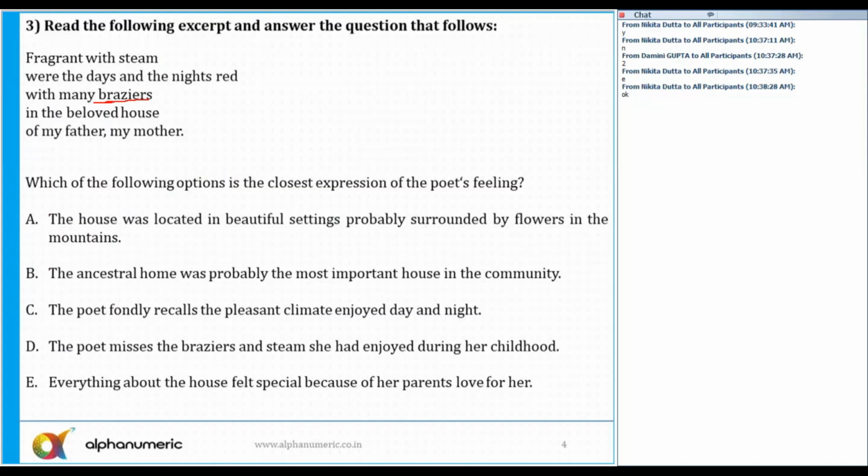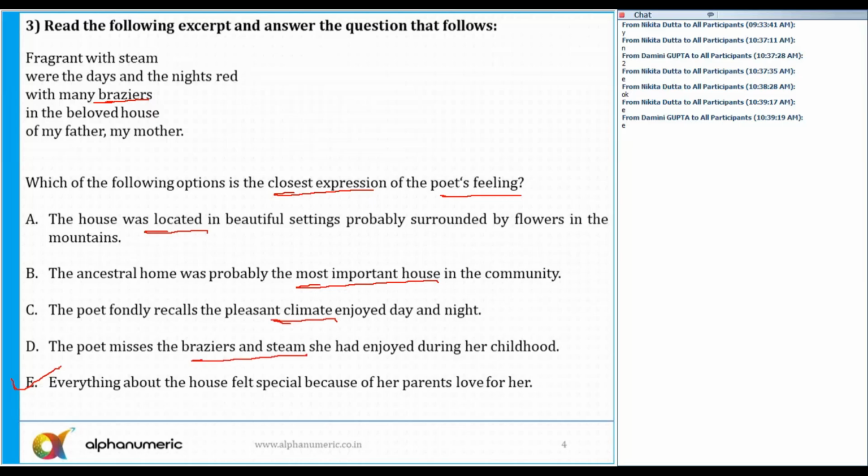He remembers these days. So what do you think? Which is the closest expression of the poet's feelings? I think yes, everything about the house felt special because of her parents' love for her. Absolutely. He's not trying to tell us what was the most important house in the community. He's not talking about the location of the house. He's not talking about the climate. And he's not just talking about the brazier and the steam, he's talking about the love that he felt. So it is E for question number three.